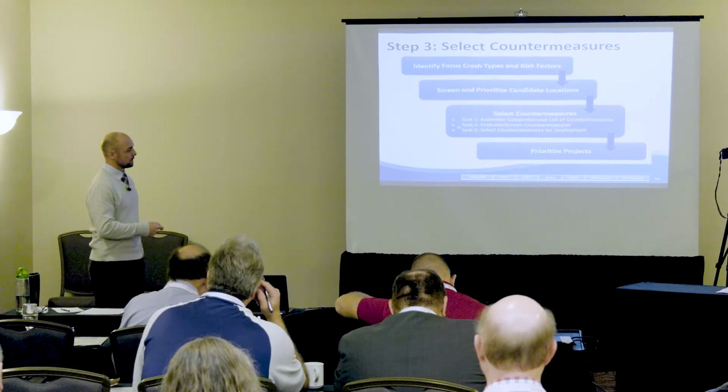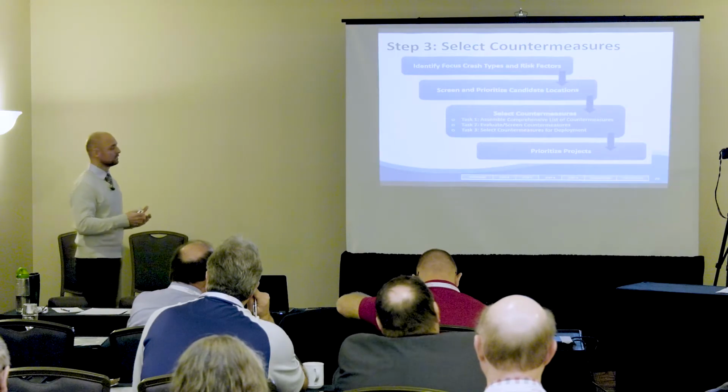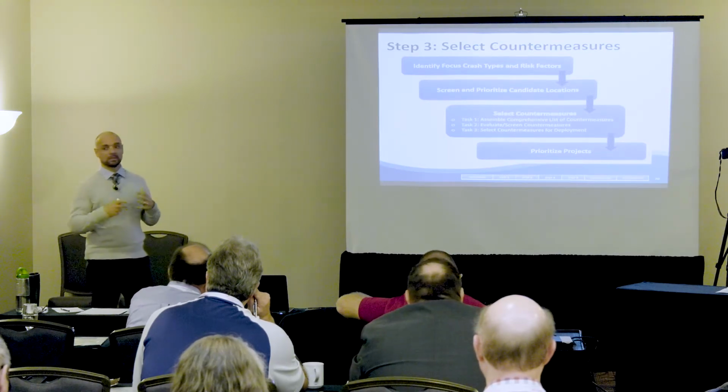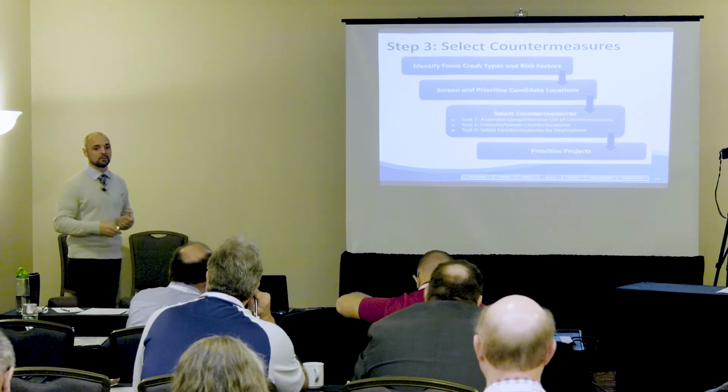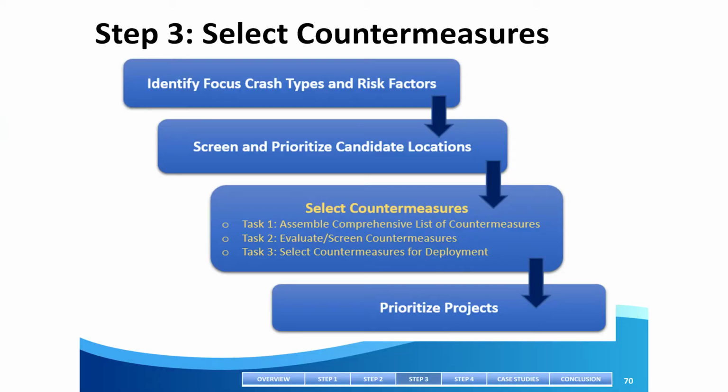So again, this is a 3-task step. Task 1, we're just coming up with ideas. What are potential countermeasures to address our focus crash type and the associated risk factors? Once we have that comprehensive list, can we put together some type of decision tree that really guides us to the appropriate countermeasure for each location? And then the third step is to implement that decision process and assign a countermeasure for each location.